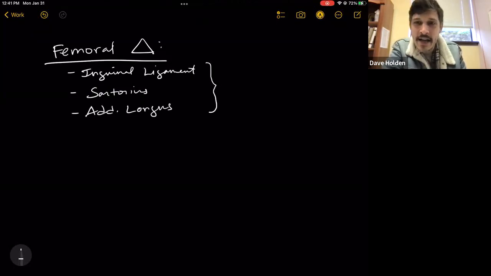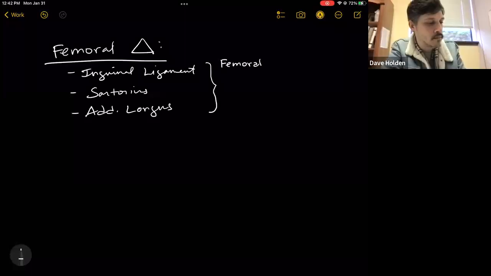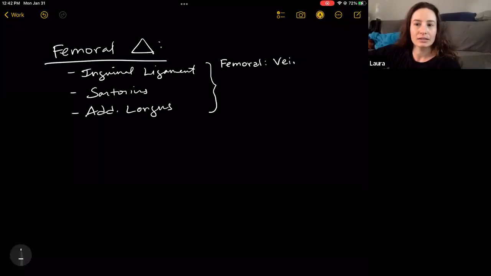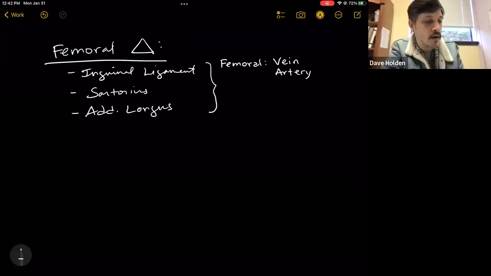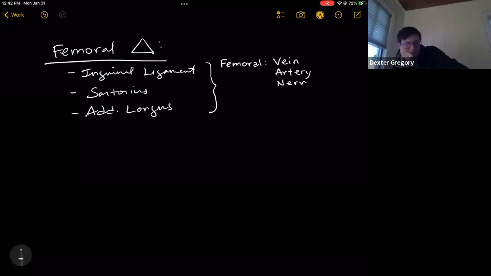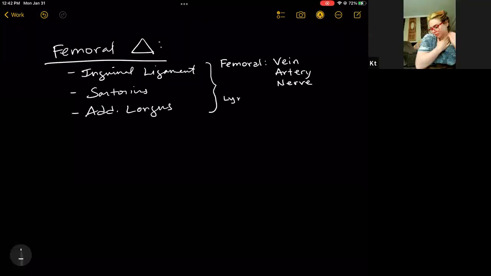Why is it an endangerment site? What I mean is, what's there? What structures of caution? Femoral vein. The femoral artery. Sciatic nerve, not sciatic nerve, femoral nerve, sorry. Femoral artery, femoral nerve, femoral vein. What else? Lymph nodes. One more.